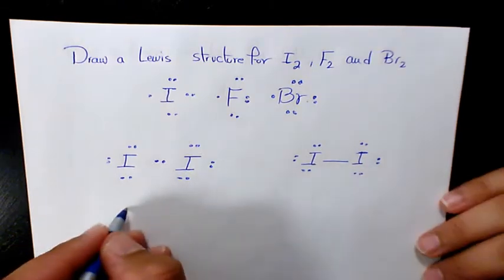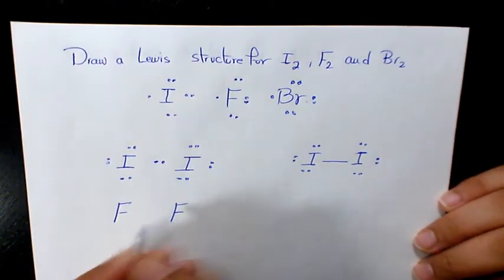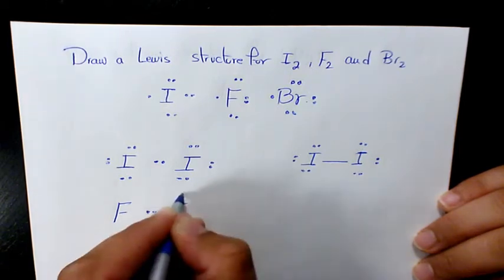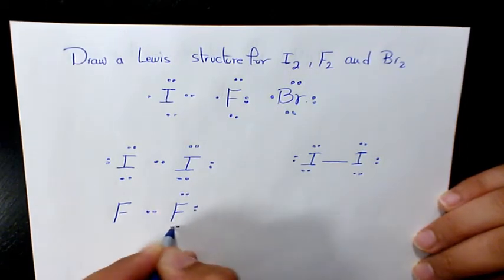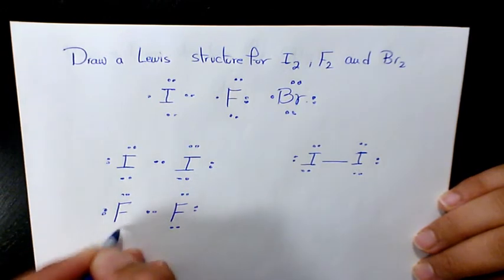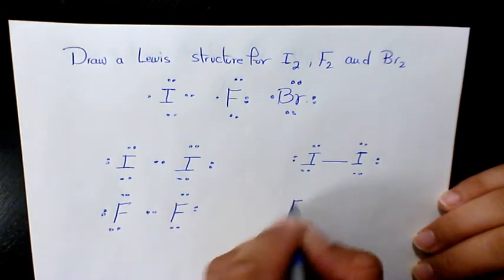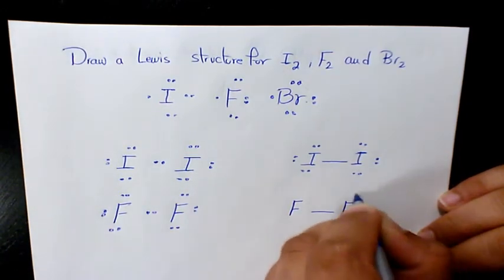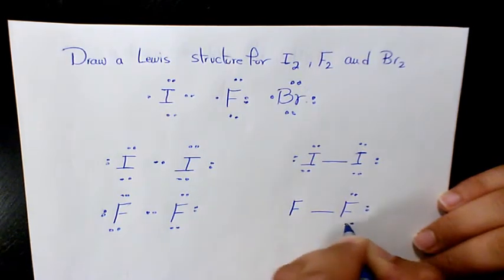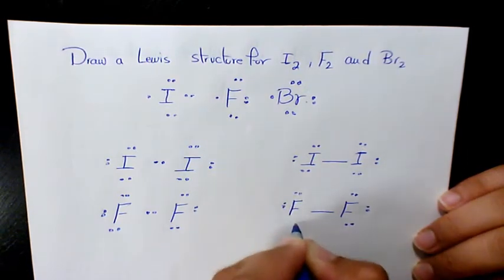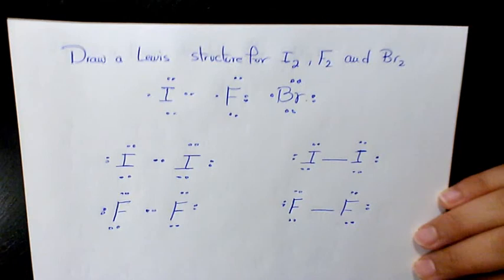Now F2 is going to be pretty much the same thing. We place the bonding electrons and then lone pairs around it. So when you draw the Lewis structure, we place the dash instead of the bonding pair.